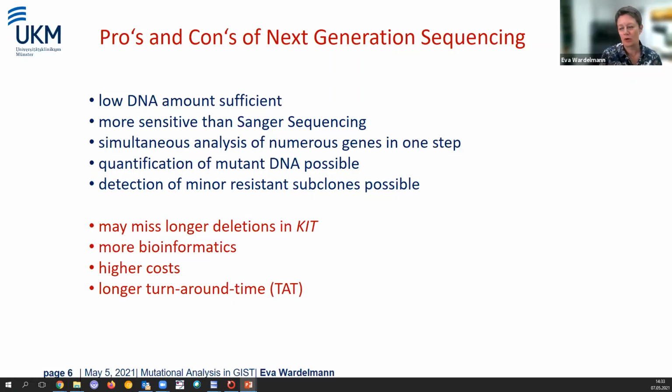So this is why we also revisit historical old samples called wild-type GIST. We always go back and try again to do it with a more sensitive analysis and also with other alternative approaches to be sure that it's really KIT exon 11 wild-type. We need more bioinformatics. This takes a lot of work, and so we also now need people in our department to help us with that. We have higher costs. I will come to that in a minute. And the turnaround time is longer because the procedure until you get back the result is longer than with Sanger sequencing. So these are the disadvantages.